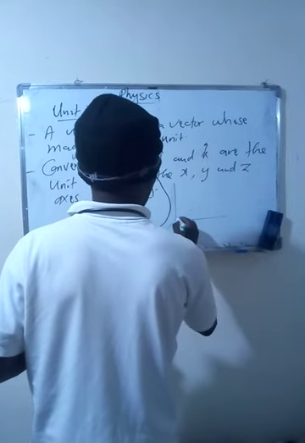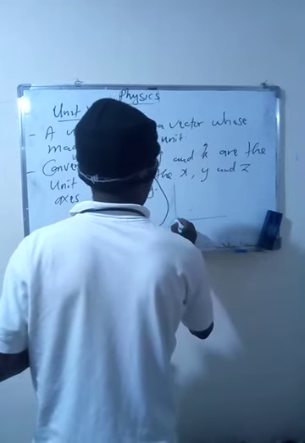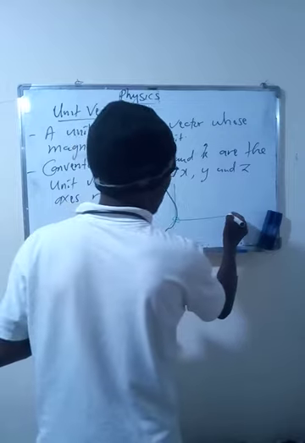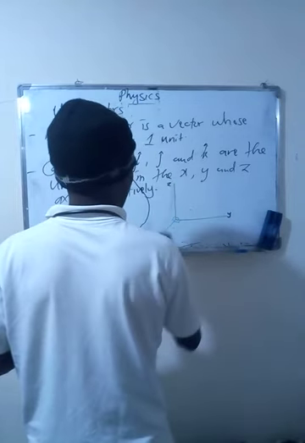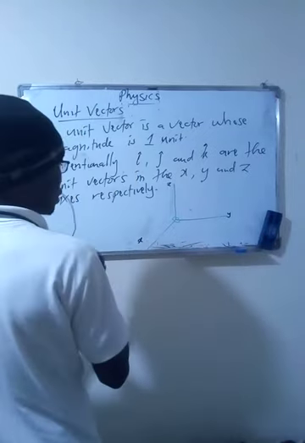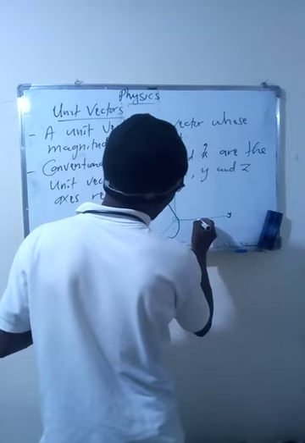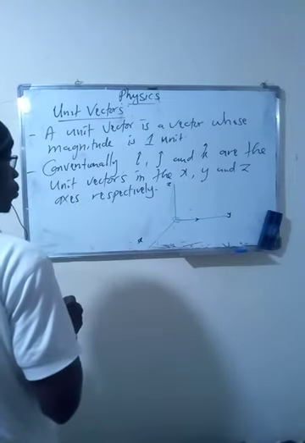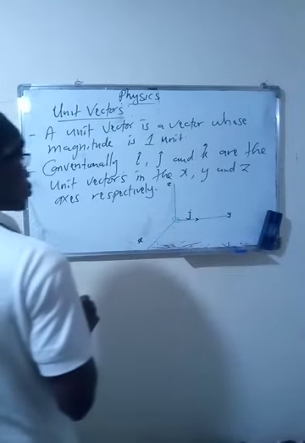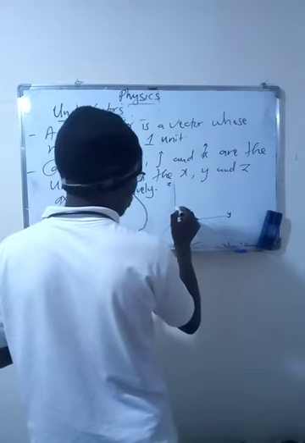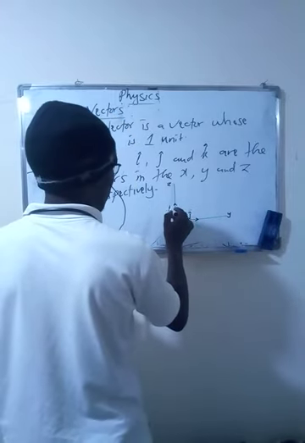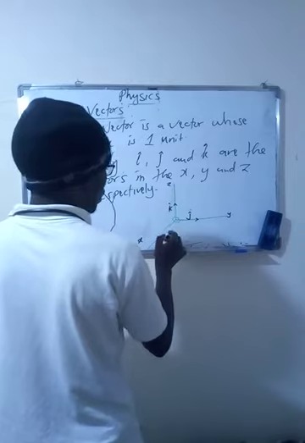Now, if we get a vector that is 1 unit in the y-axis, this is called J. And a vector which is 1 unit pointing in the z-axis is called K. And a vector which is 1 unit in the x-axis is called I. That's what we have. Those are what are called unit vectors, right?